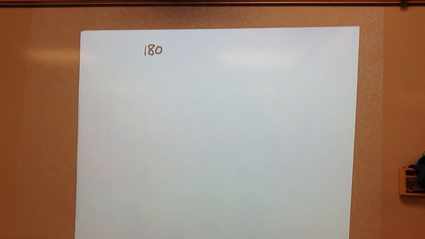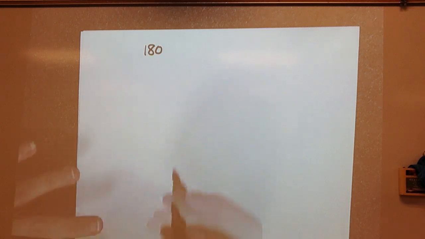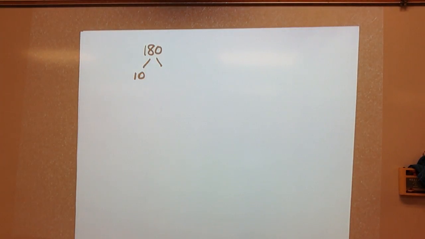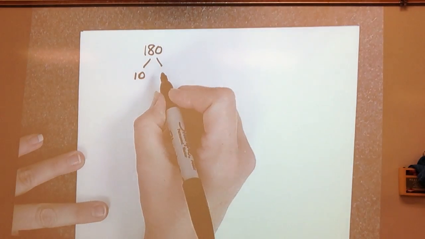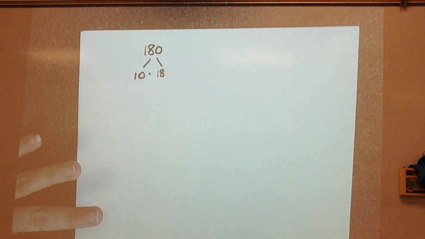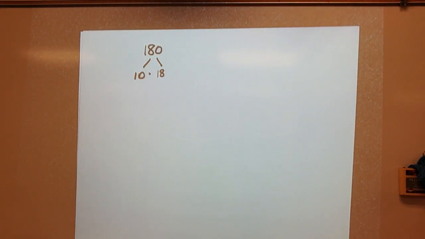You've got a couple of different ways to go here, however you want to do it. I'm going to do 10. So I've got to figure out 10 times what gives me 180. Well, if I look at that, 10 times 18 gives me 180. Now I'm going to ask myself, is 10 and 18 prime?